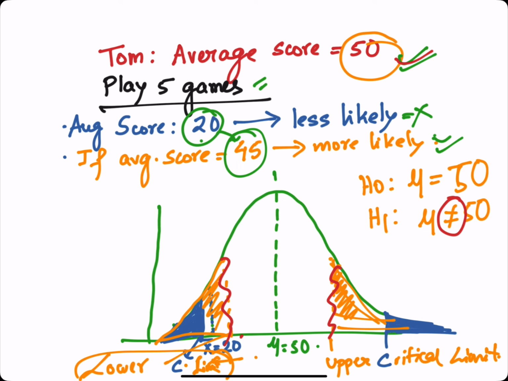Now, in two-tailed tests, the rejection regions lie on both sides of the normal distribution. These regions capture the extreme values that are significantly different from the population mean. For example, for this test, the score can be either lower or higher than the claimed average score.